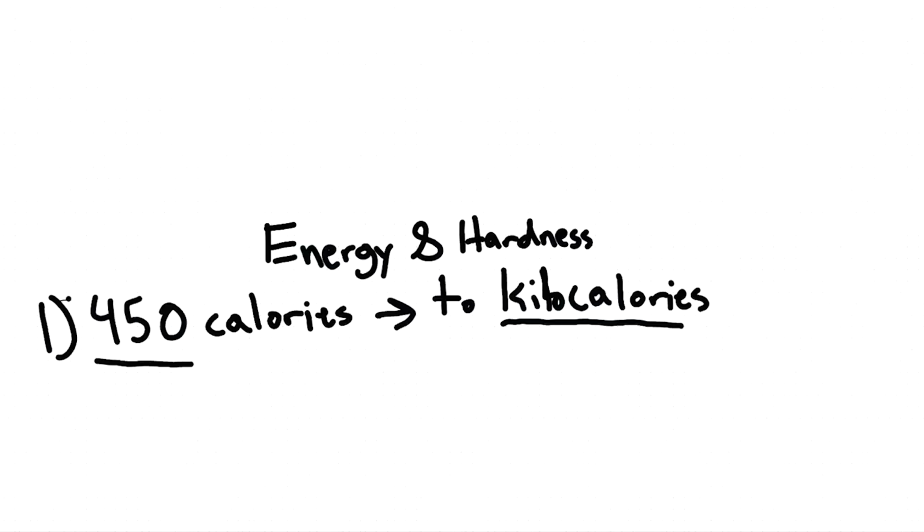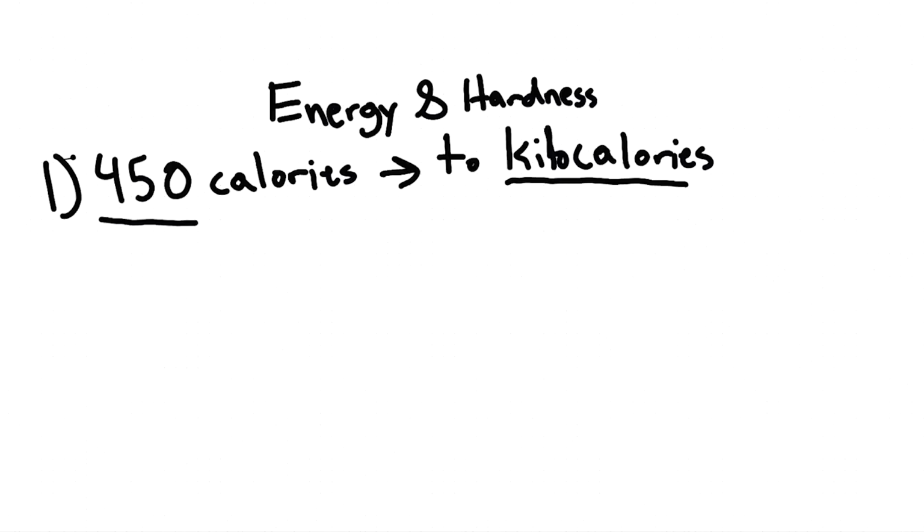So let's get started. When you are converting, you need two things. You need the number that you're converting, 450, and the conversion factor. The conversion factor is a ratio, or two numbers that are the same but in different forms, equal to each other. So our ratio is 1 kilocal equals 1,000 calories.